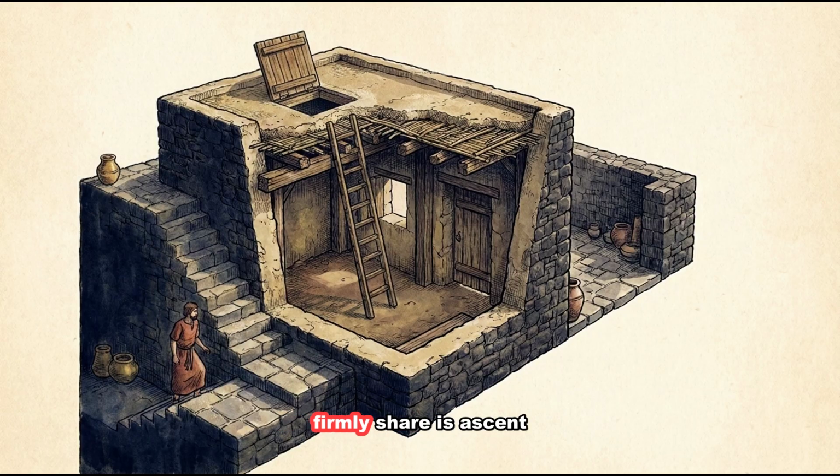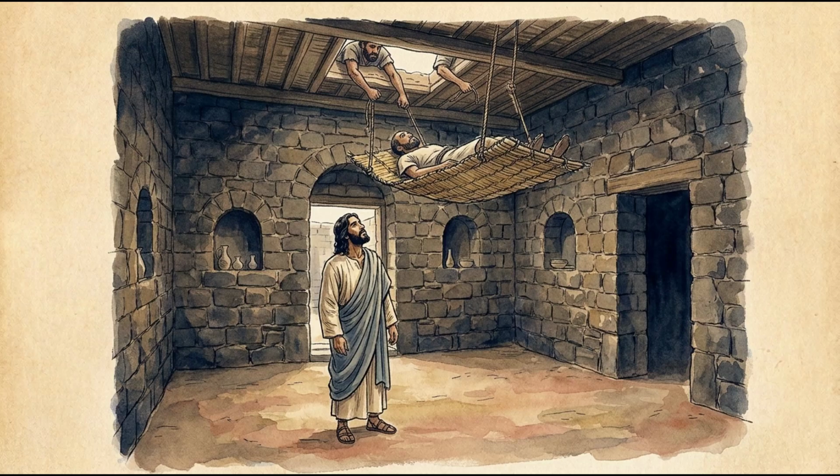What both accounts firmly share is ascent, an opened roof, controlled lowering, and the man's arrival in front of Jesus rather than at a distant edge. This shared core should govern any visual reconstruction. Mark 2:5 then says Jesus saw their faith. The plural naturally includes the visible action of the carriers, though the sentence does not invite us to calculate each person's private belief. Mark emphasizes observable persistence rather than psychological analysis.